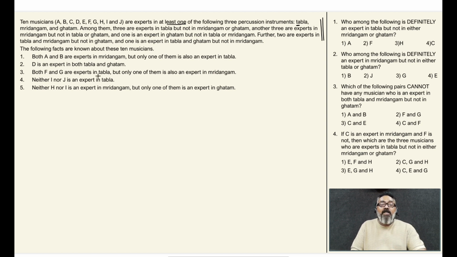F and G are experts in T. F and G have to have a tick in T. Only one of them is also an expert in mridangam. So one tick in M and another cross in M. Neither I nor G are experts in tabla, both cross in T.